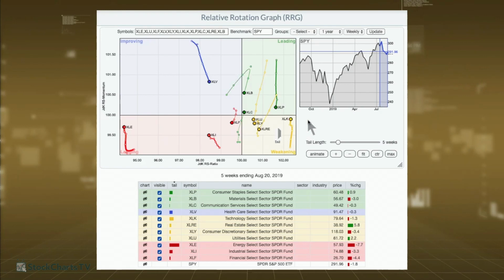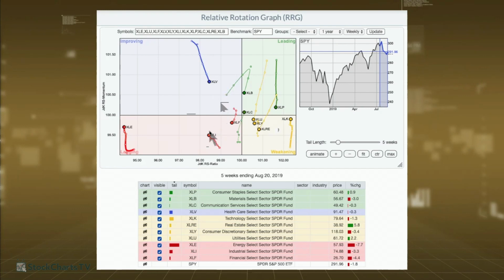All right, so relative rotation graphs. It actually is literally showing you a rotation of these sectors and where they are in relation to the benchmark, the SPY, which is your center point here. As you can see, this is current; I took this picture right before I went on air to discuss this. Here's your healthcare. It is in the improving sector, but it is moving toward the lagging or weakening area.